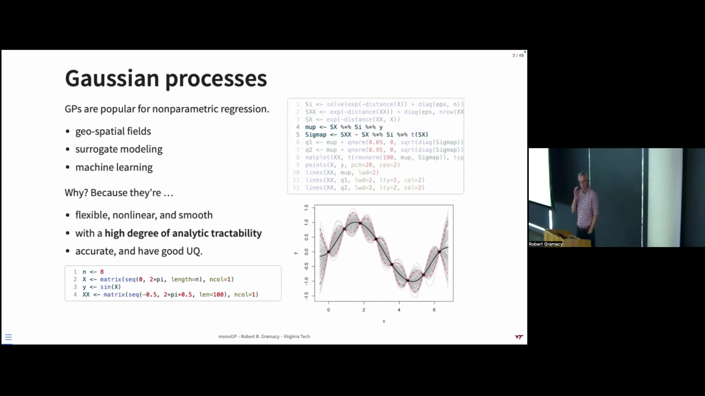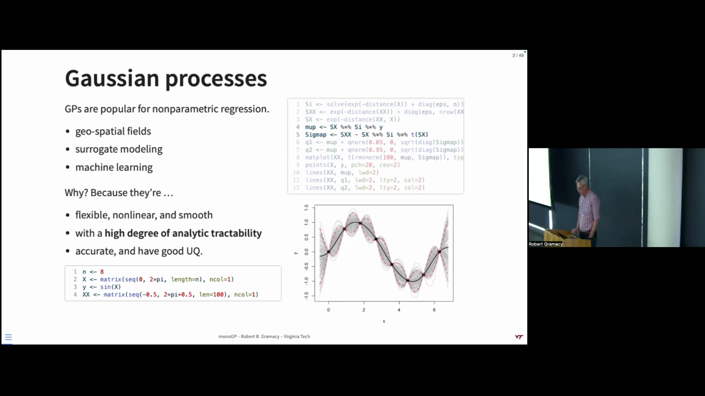Okay, I'll tell you about Gaussian processes. I'll review them for you 2 different ways. So this slide is the first way, and then I'm going to give you another review a few moments later. Gaussian processes are popular as a non-parametric regression machine in many areas: geostats, surrogate modeling, which is my area, computer simulation experiments, and in machine learning. The reason they're popular is that they're flexible, nonlinear, give smooth input-output relationships. They're accurate and have good uncertainty quantification.